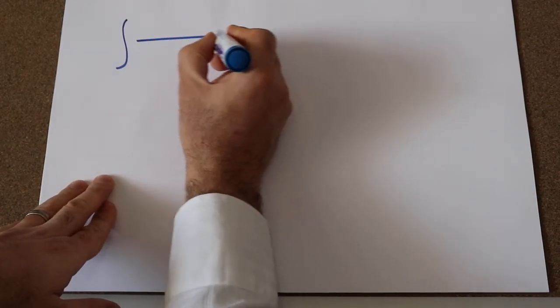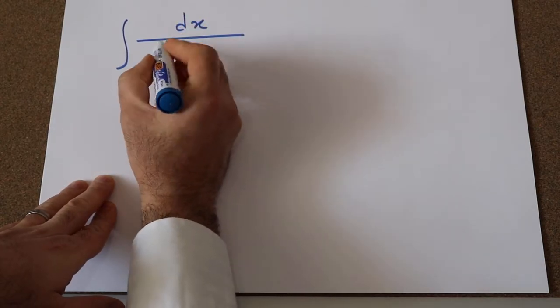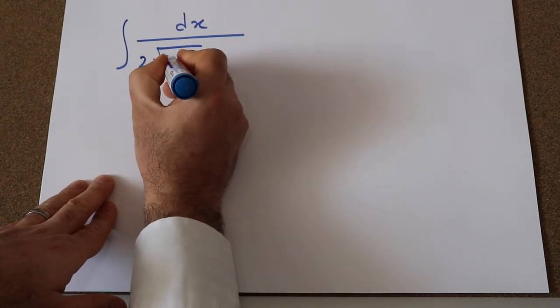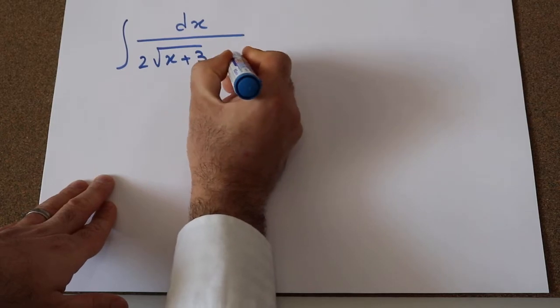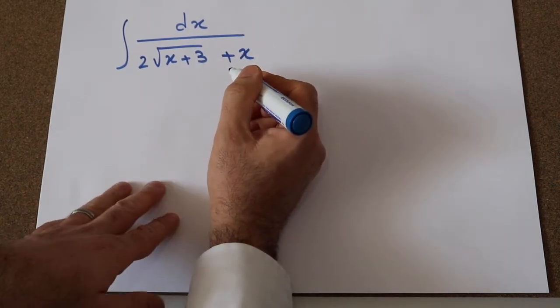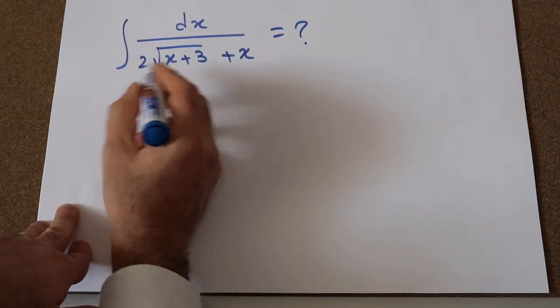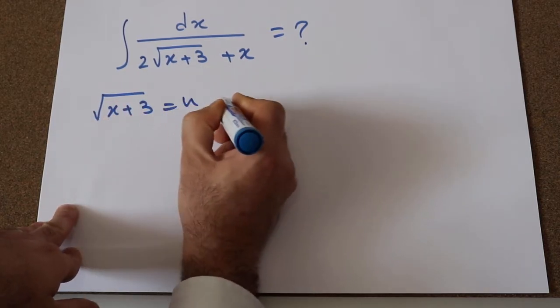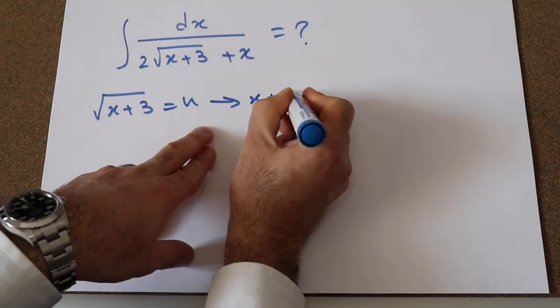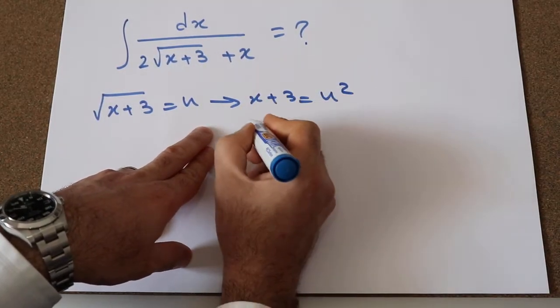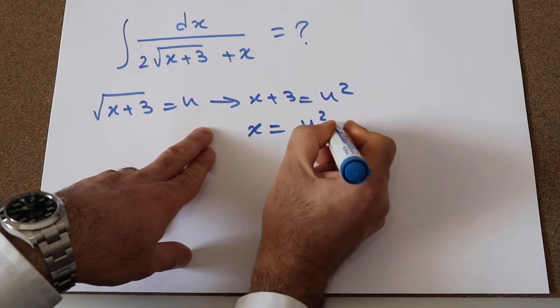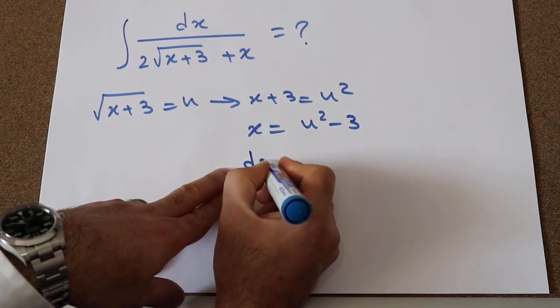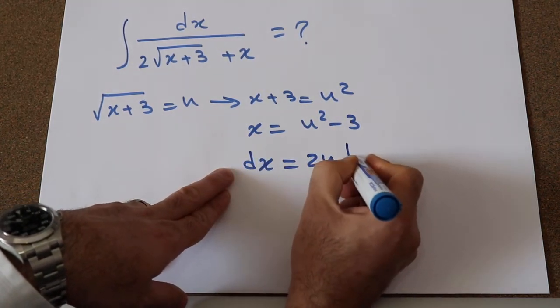Hello, today I'm going to show you how to calculate the integral of dx divided by 2 times square root of x plus 3 plus x. Okay, so to solve this integral, I first define square root of x plus 3 as u. Therefore, x plus 3 will be equal to u², therefore x will be equal to u² minus 3, and also dx will be equal to 2u du.